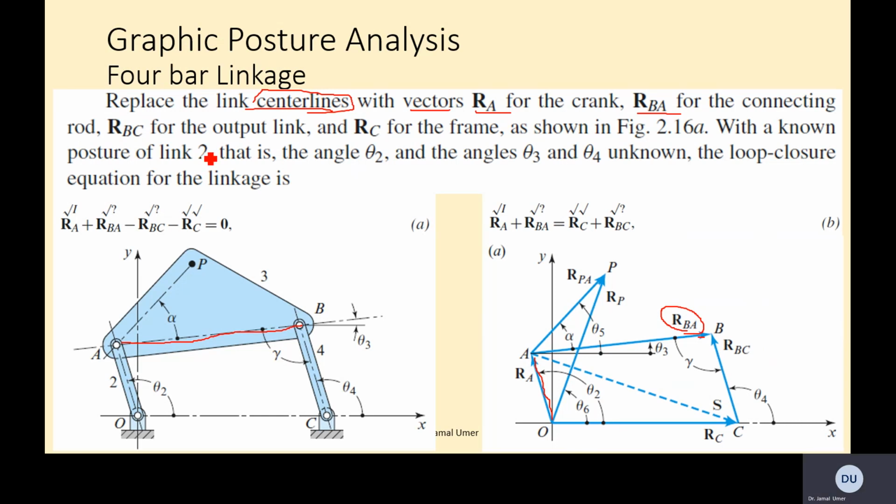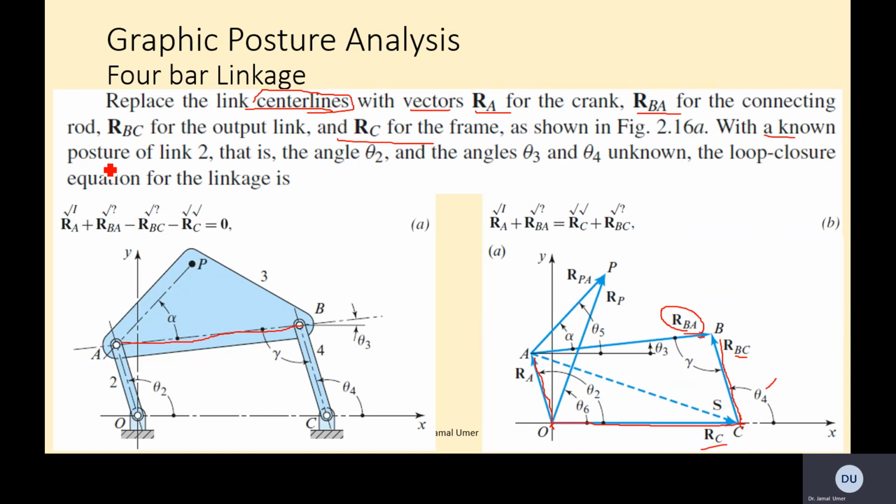And RBC is for the output link. So this is the output, RBC, and this theta 4 is unknown. And RC is for the frame. So this is the frame. You might remember we used to do this for the fixed link, so we consider RC as the frame.